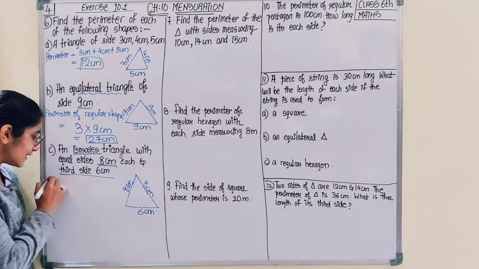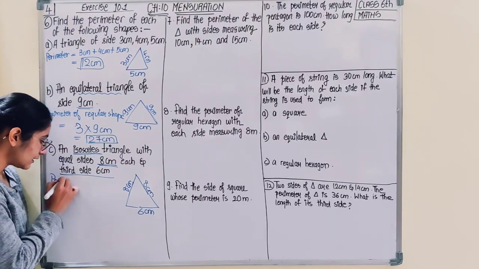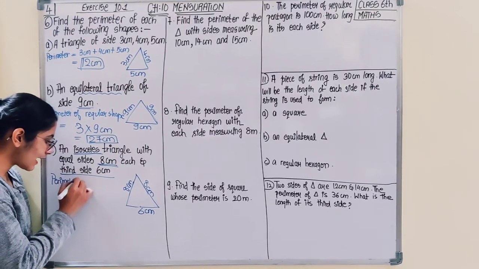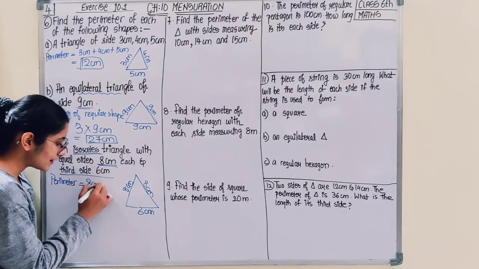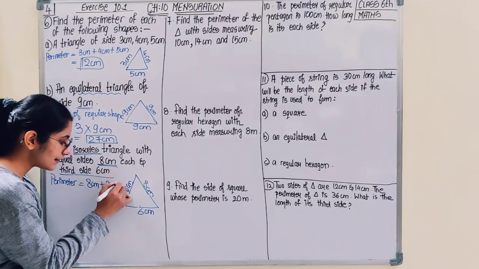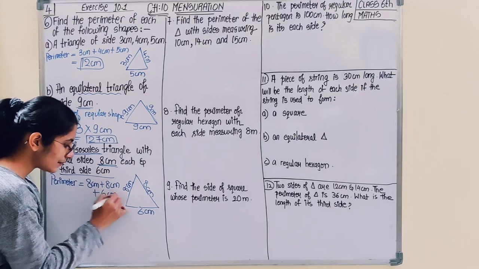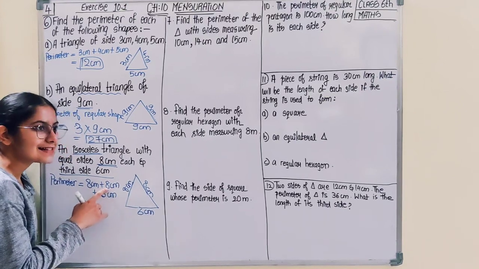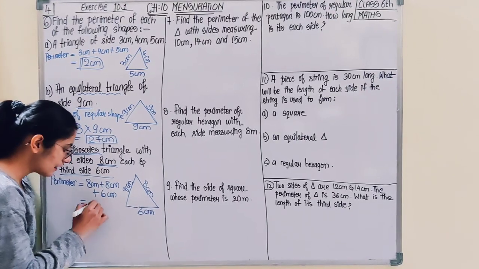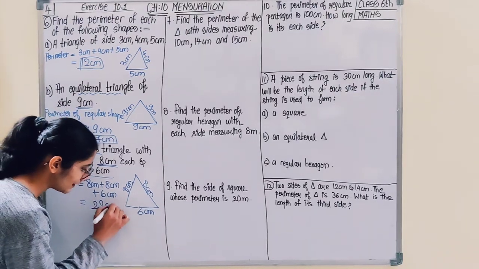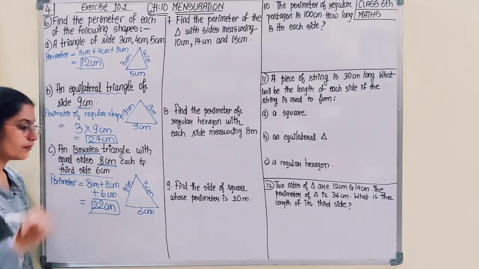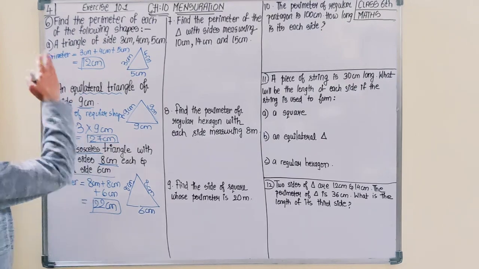Okay. So I consider the perimeter of the given isosceles triangle, that is 8 cm + 8 cm + 6 cm. 8 + 8, 16. 16 + 6, 22 cm. Done. So this was question 6.